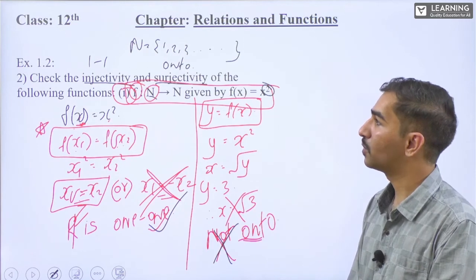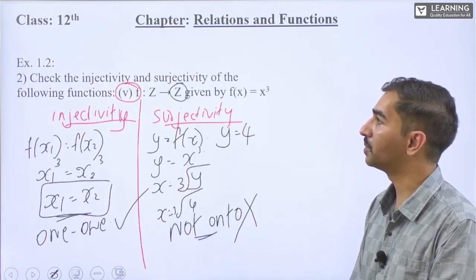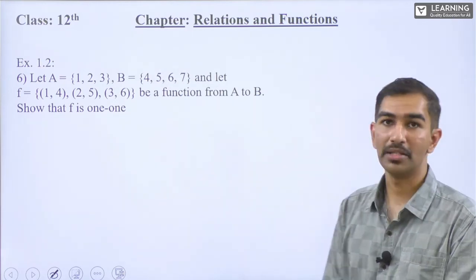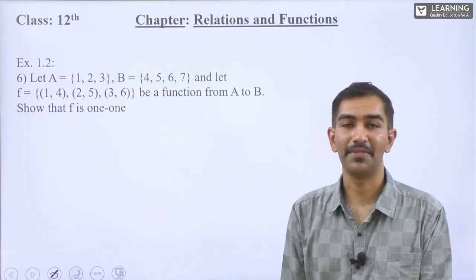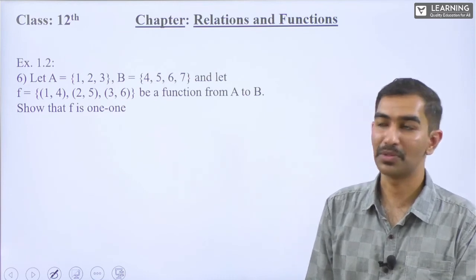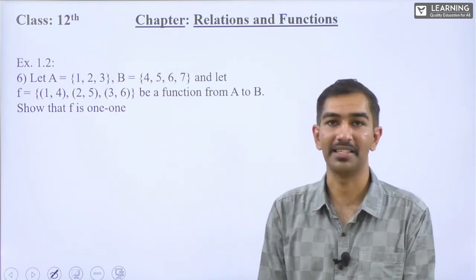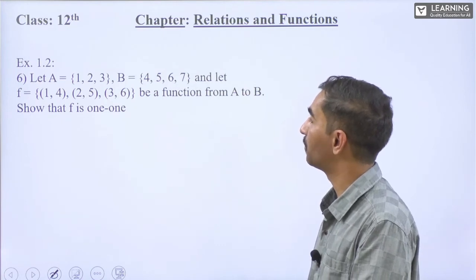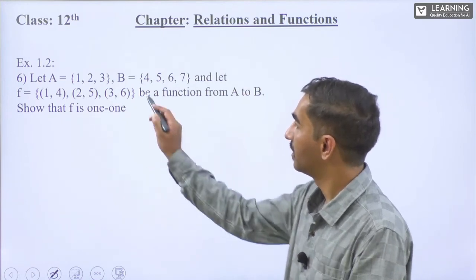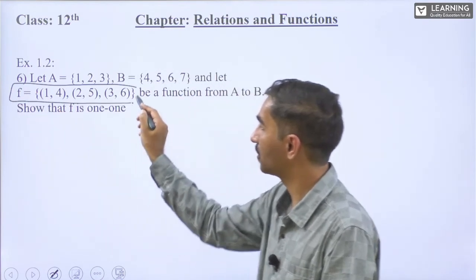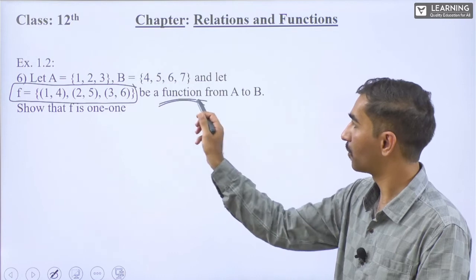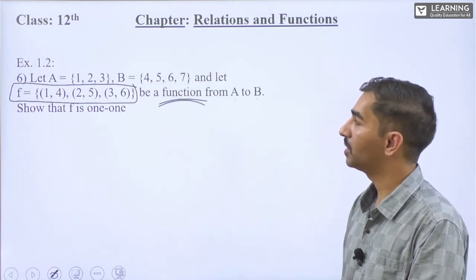This is the second question of exercise 1.2. Okay, moving on to the last question of today's class. After this, we'll be continuing the exercise problems in our next session. So let A is equal to {1, 2, 3}, B is equal to {4, 5, 6, 7}. Let the function be given here, students: f is equal to {(1,4), (2,5), (3,6)}, a function from A to B. Show that it is one-one.